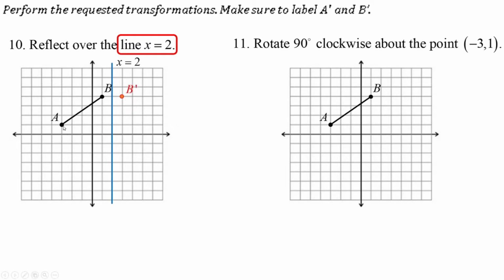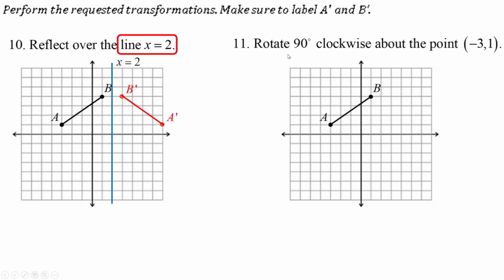All right. Now look at the A. How far is A? 1, 2, 3, 4, 5 units. So we got to go 5 units again. 1, 2, 3, 4, 5 units right there. And that's my A prime. And there's my segment right there. So A prime, B prime is the reflection of AB over the line x equals 2. And that's perfect. Now, 11.